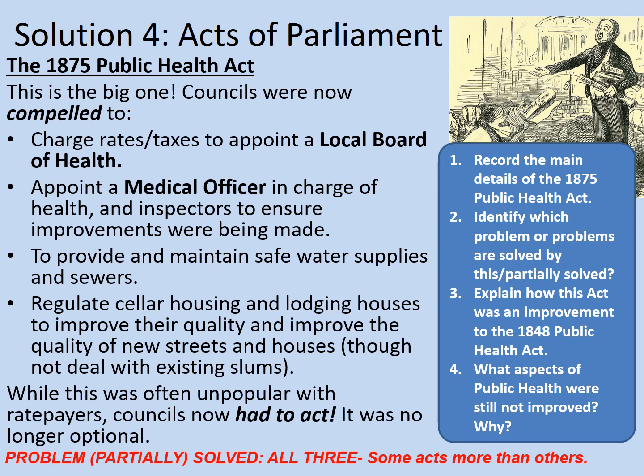Again, this solves all three, and this one probably does the most to improve matters. It is because it compels the government to make councils act, and they now have to raise the taxes. People are no longer given a choice as to whether they pay into it or not. But it doesn't do everything. It would have been very difficult for them to ban cellar housing and lodging houses overnight. After all, that would simply result in a load of people being made completely homeless and actually not improving their lives at all. That was a process that needed to happen a little bit more gradually, as we'll see.